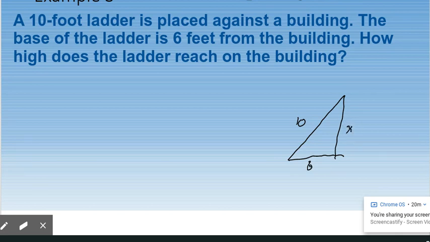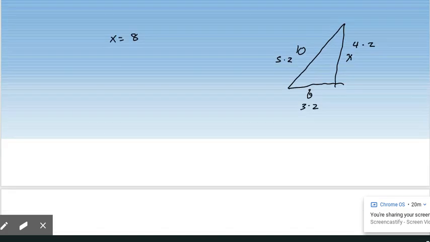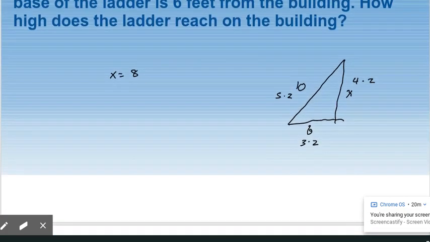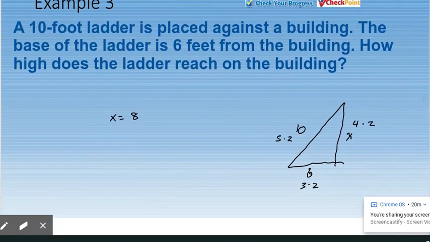Well, I'm seeing it again. 5 times 2, 3 times 2. So this has to be a 3, 4, 5 right triangle times 2. So I know that x has to be 8. Again, if you wanted to do it the normal way, you could. All right, so that is the basics, and that'll get you through page 1 of your worksheet.